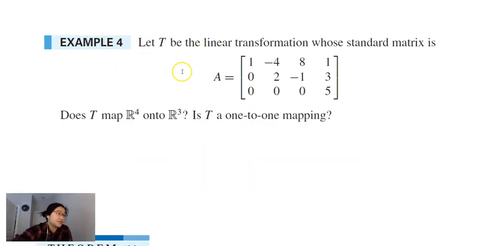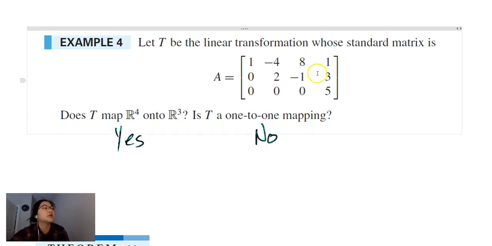Okay, so for our linear transformation with this standard matrix, does T map R4 onto R3, and is T one-to-one? So this is conveniently in echelon form, so that's nice. And so we can see that we do have a pivot in each row. So because of that, we know that T is onto. But we do have a free variable in x3, so T is not one-to-one. So yes onto, no one-to-one, because we have a free variable.